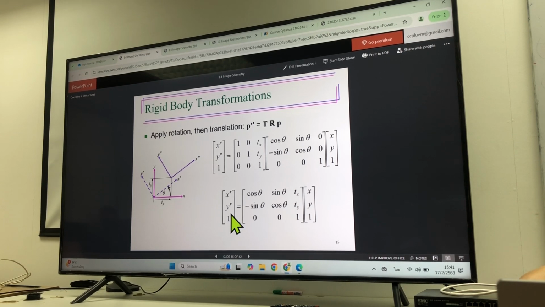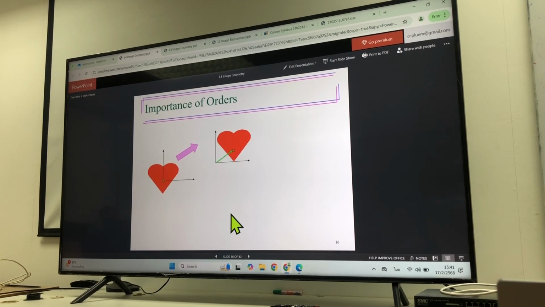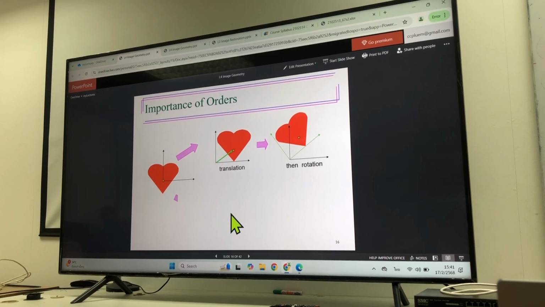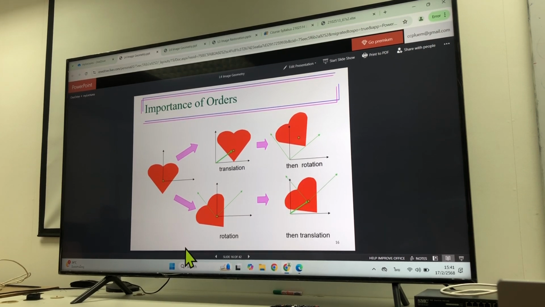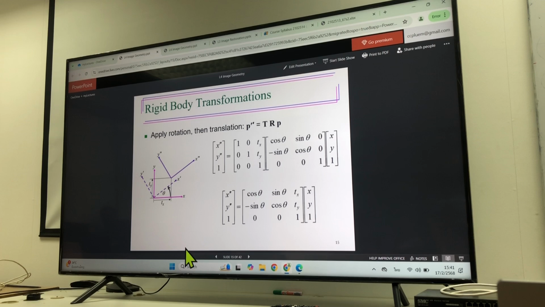Okay, so what happens to the order if you do translation and then rotation, or rotation first and then translation? Are they the same? This one is rotation first and then translation. If you do translation first and then rotation, the matrix must be R times T.